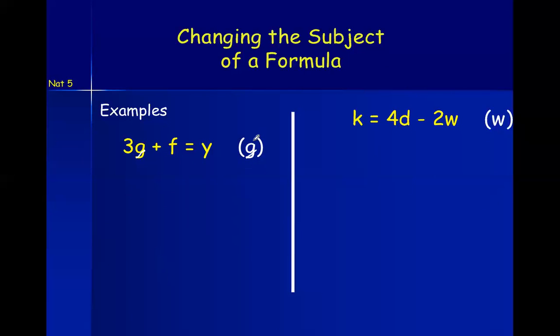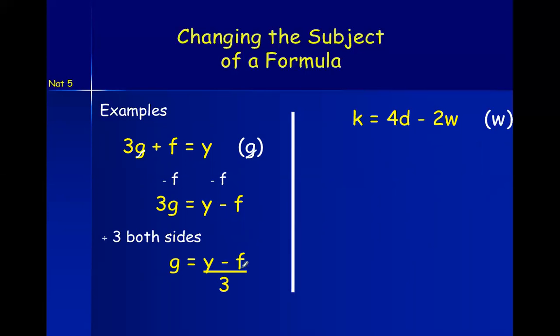So I want g to become the subject of this formula. I'm going to get rid of the plus f first by taking it away, both sides. I end up with 3g equal y minus f. And my next stage is I need to get rid of that 3. It's a 3 times. So how do I get rid of a 3 times? Divide by 3. But this is the bit you need to be careful with when you divide the other side. You divide the whole side by 3, right? Because we've divided that whole side by 3. So divide both sides by 3 and you end up with a big fraction, y minus f over 3.